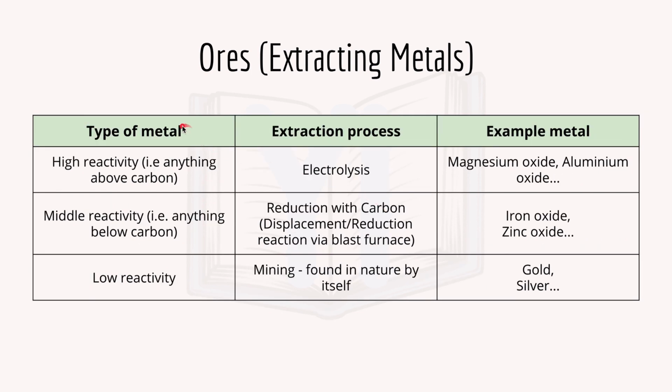So we'll look into types of metal. We have high reactivity, which is above carbon, where the extraction process is electrolysis, like magnesium oxide and aluminium oxide. For middle reactivity, anything below carbon is reduction with carbon using a blast furnace, like iron oxide or zinc oxide. And low reactivity, like gold or platinum, they are found in nature by themselves via mining, like gold or silver.